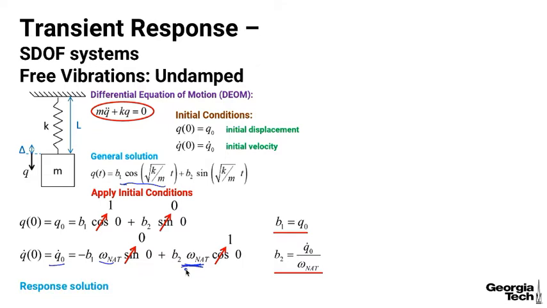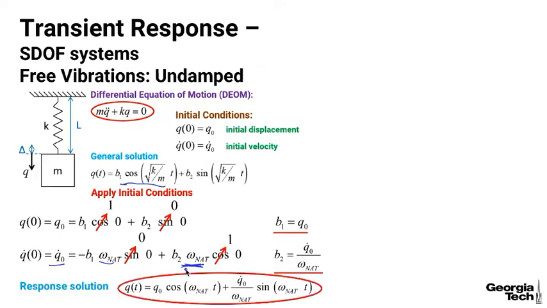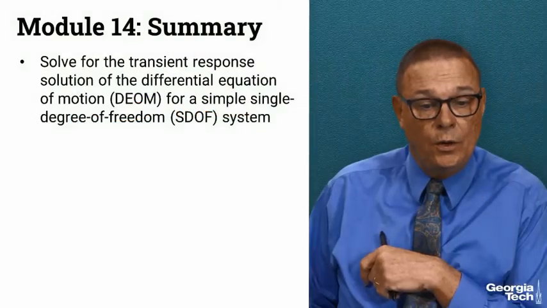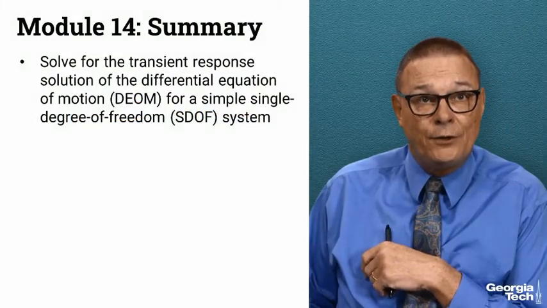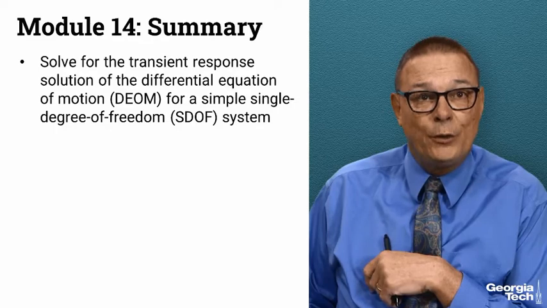And now we have those two unknown constants. And so our response solution becomes as shown here. And so we've solved for the free vibrations, undamped, the response solution q in terms of time. And so we'll continue on after this with looking further at that solution.